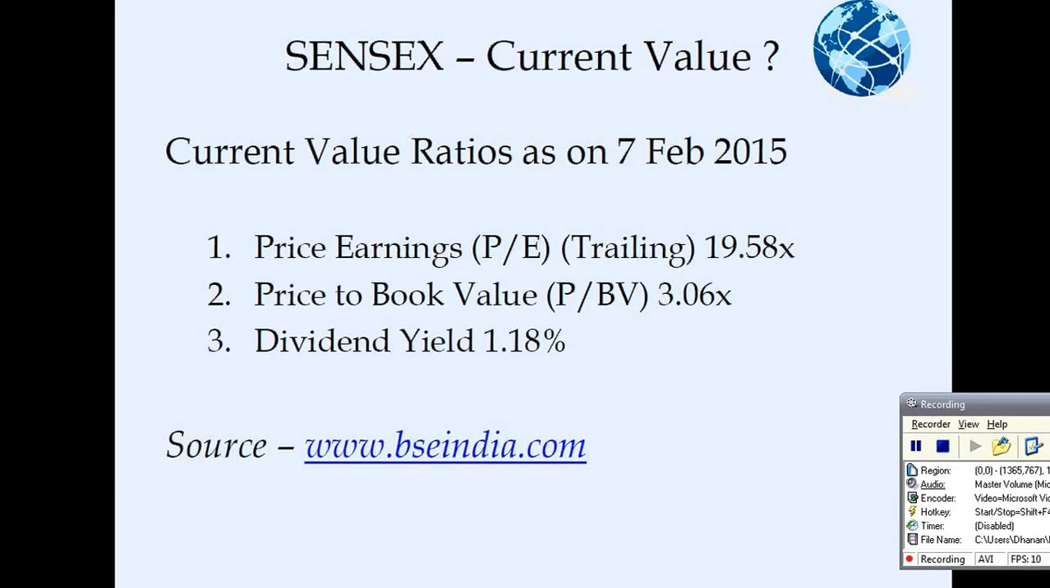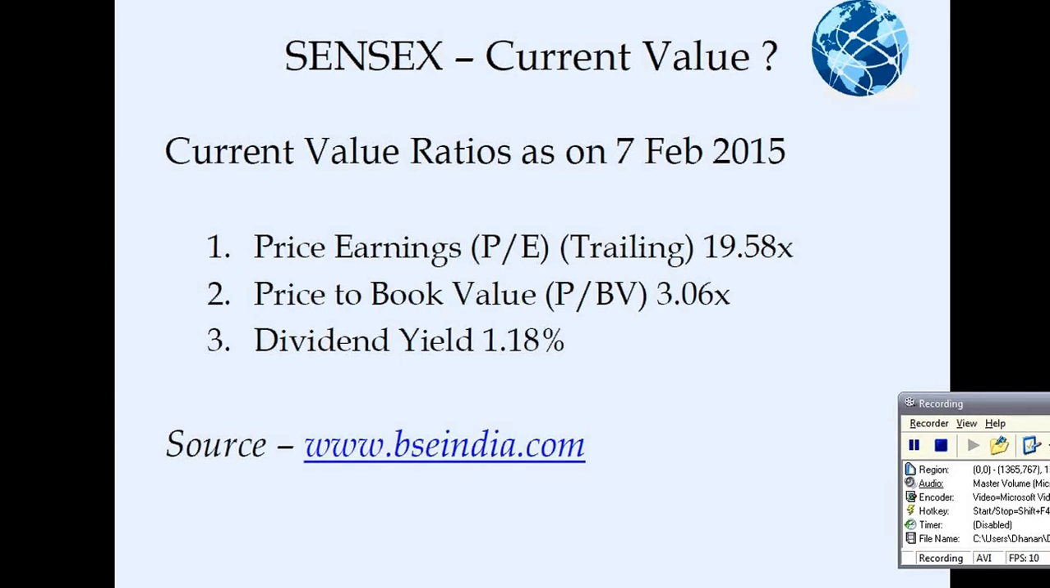So yearly, this is a per annum dividend yield. If a company earns 100 rupees, they give you 1.18 as the owner of the business. So this is the actual cash which the shareholder receives from the company. So the dividend yield for Sensex is 1.18.